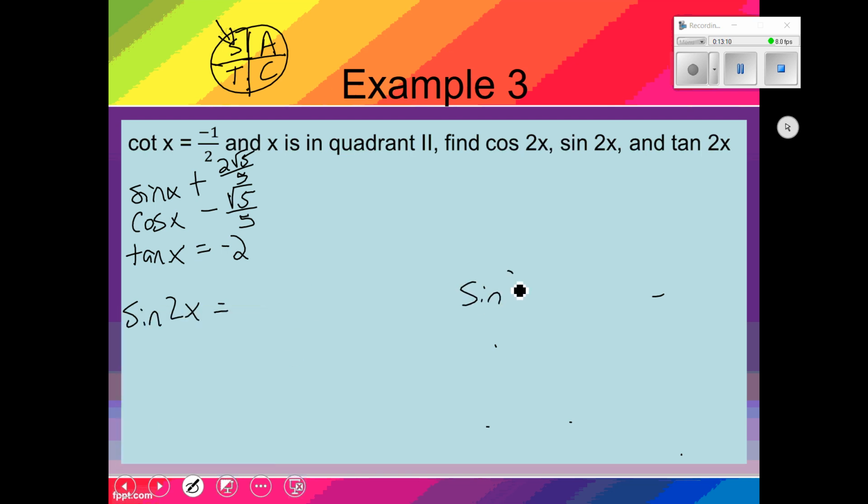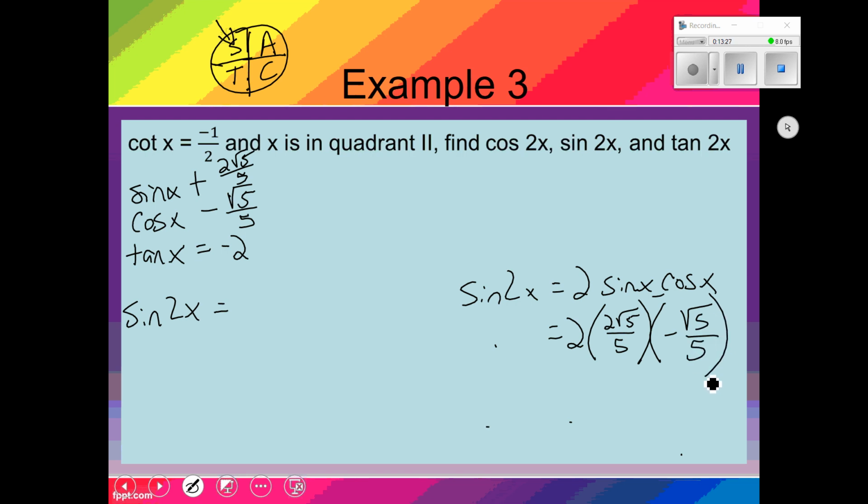All right, sine of 2x is equal to 2 times sine of x times cosine of x. So 2 times 2 square root of 5 over 5 times negative square root of 5 over 5. So, let's think about this. This is going to make, on top, 2 times 2 is negative 4. And square root of 5 times square root of 5 is just 5 over 25. So that's going to make negative 20 over 25, which reduces to negative 4/5. That looks better.